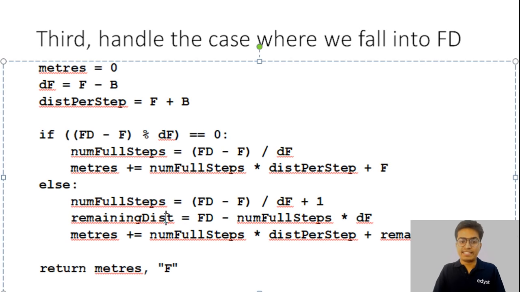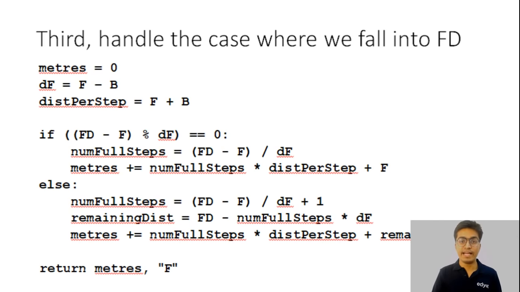We calculate the remaining distance as we've been doing so far, FD minus number of full steps into the net displacement per step, and then you're going to find out how many meters your robot has ended up traveling, right? So your full steps into the distance per step, which is different from displacement. Distance per step is F plus B. So your number of full steps into distance per step plus your remaining distance. That's what you're going to end up returning. Return these many meters in the forward direction. And with this, the only other case that we have left to do is what happens when we know that the robot is going to fall into the backwards ditch.